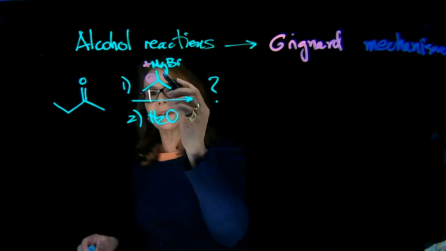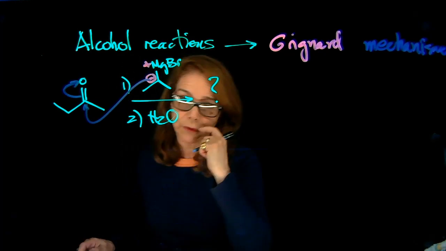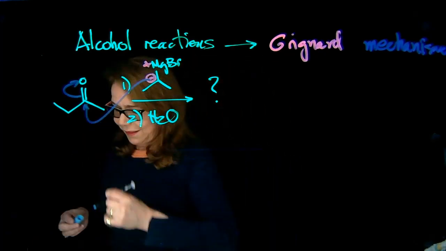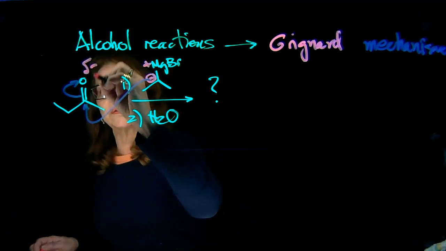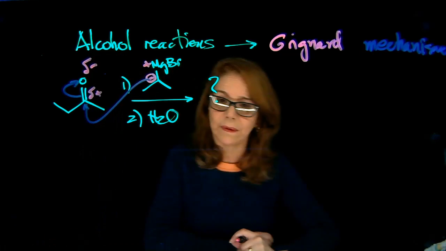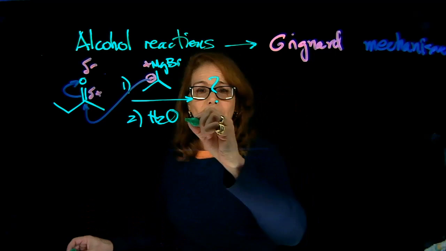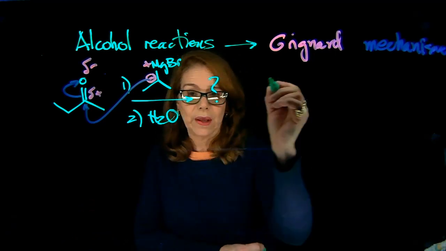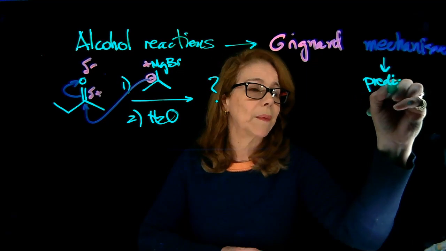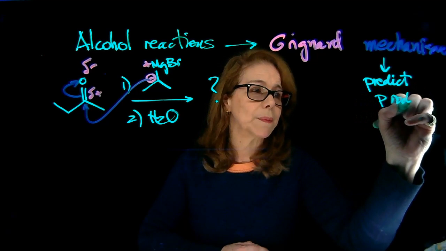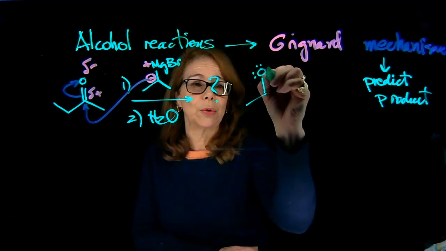So if we know this is your nucleophile, you will attack this carbon. That is your electrophile. And why is that? Because we know that that carbon is delta positive. Remember that we have a dipole here, and that is oriented towards the oxygen. Therefore, you will have the attack on that carbon. So at first, you do your mechanism to be able to predict products. That's our goal.